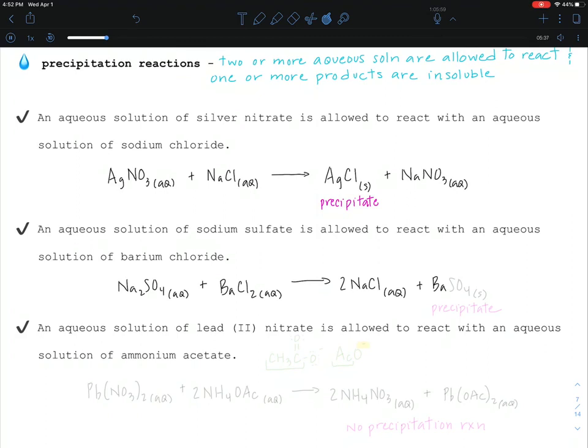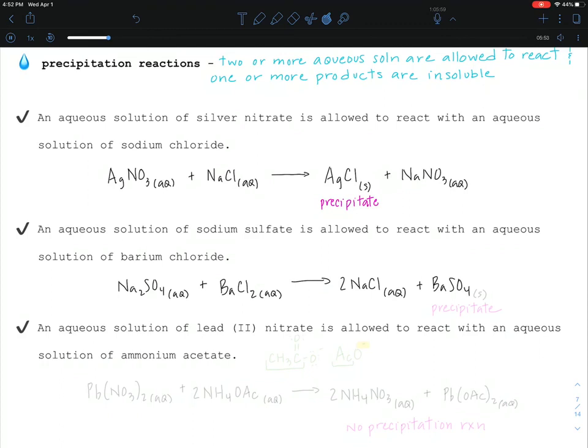Barium is going to have a positive 2 charge. Sulfate has a negative 2 charge, so these are going to be 1-to-1. Now, if you were to look back at the table, you see that sulfates are generally soluble, and then there are a few exceptions.